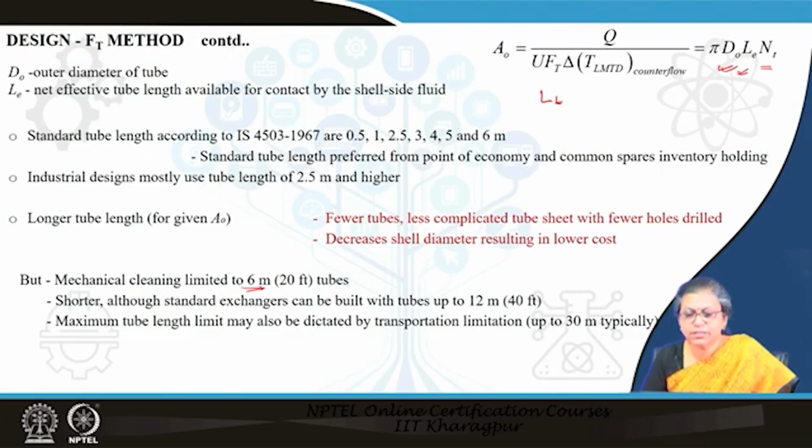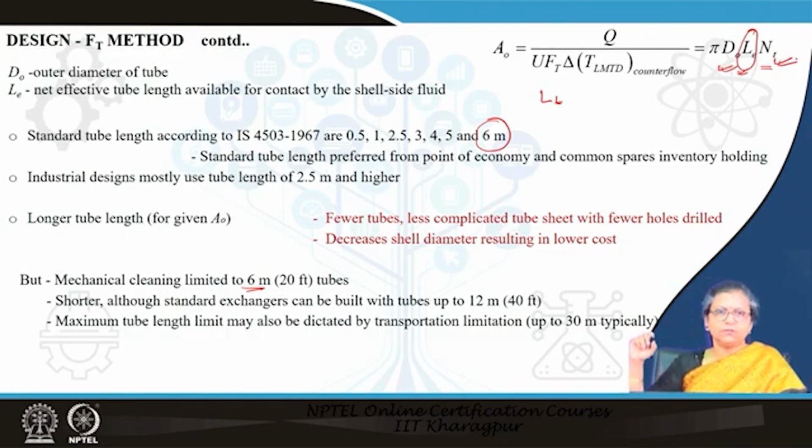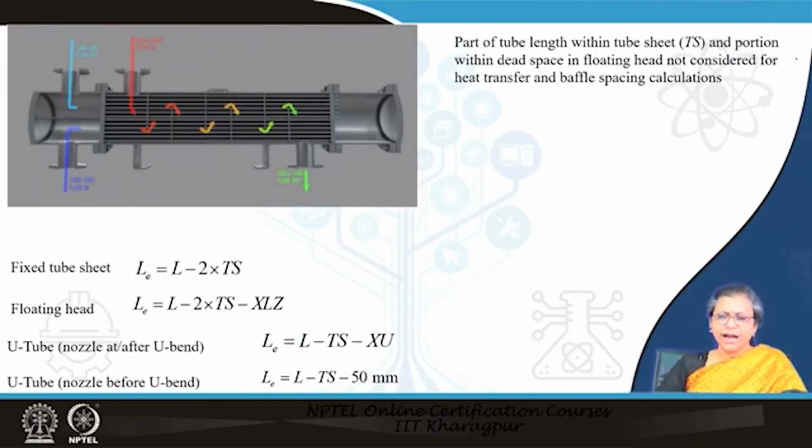So considering those things, normally we will go for 6 meter long tubes. We would start with the design considering the 6 meter long tubes and subtracting the thickness of the tube sheets. These we will discuss later. We will find out LE, and then we would try to opt for the number of tubes that we can accommodate. Regarding LE, we are going to discuss in the next class how we are going to find out LE for different conditions.